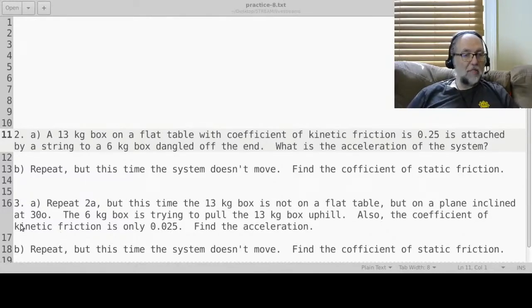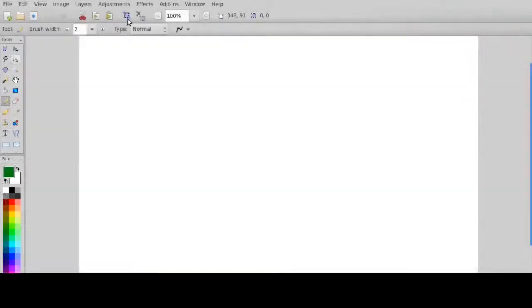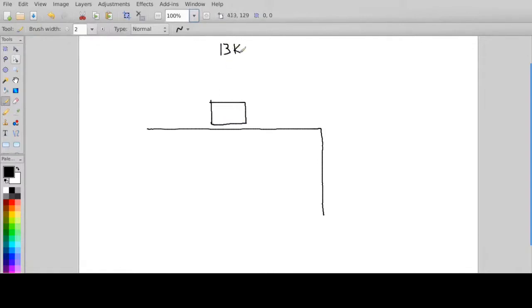Okay, let's begin by drawing a picture. So here's the tabletop, like that. It's a flat table. And here's the 13 kilogram box, which is on the flat tabletop. And we have a 6 kilogram mass here like that. The two are attached to one another by a string, and there's a pulley keeping the string in place like that. Okay, so that's physically what you would see.